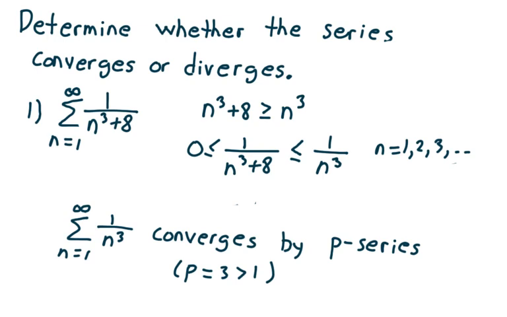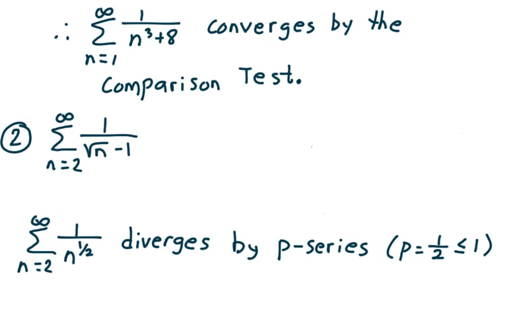And so we also have to note that 1 over n cubed plus 8 is greater than or equal to 0 for these same values of n. We need that for the comparison test. Now, the summation from n equal 1 to infinity of 1 over n cubed converges by p series. P is equal to 3, that's the exponent right there, which is greater than 1. Therefore, the summation from n equal 1 to infinity of 1 over n cubed plus 8 converges by the comparison test. Let's take a look at example 2.